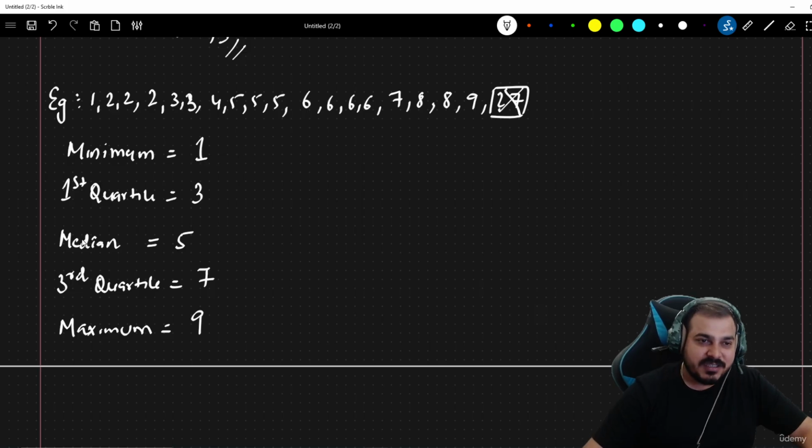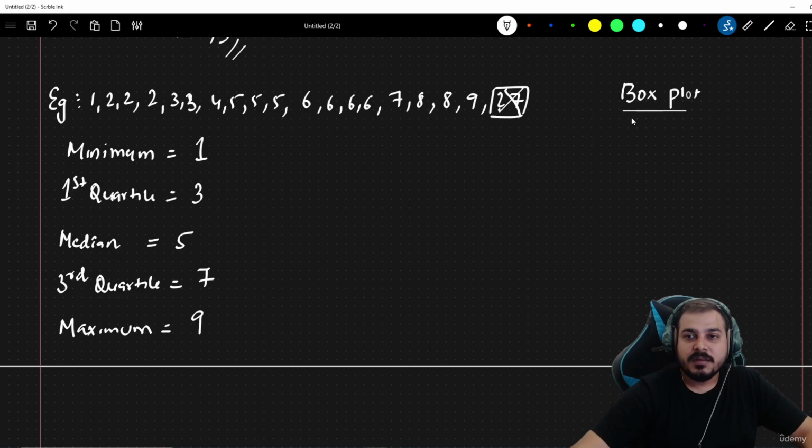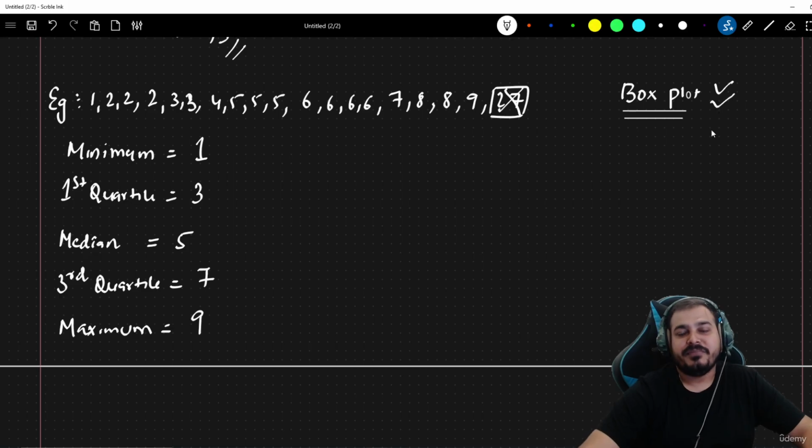Now based on these values, we can define an amazing plot which is called a box plot. This box plot is very important. If anybody asks you what kind of plot you can use to visualize the outliers, you should definitely say box plot. There is also one more plot which is called a whisker plot, which we are also going to discuss.